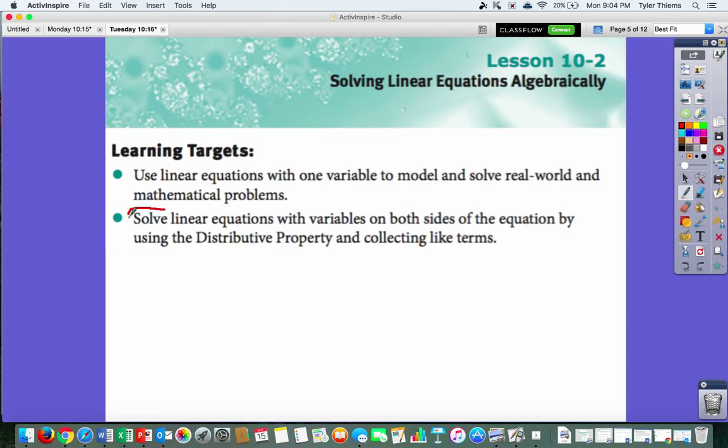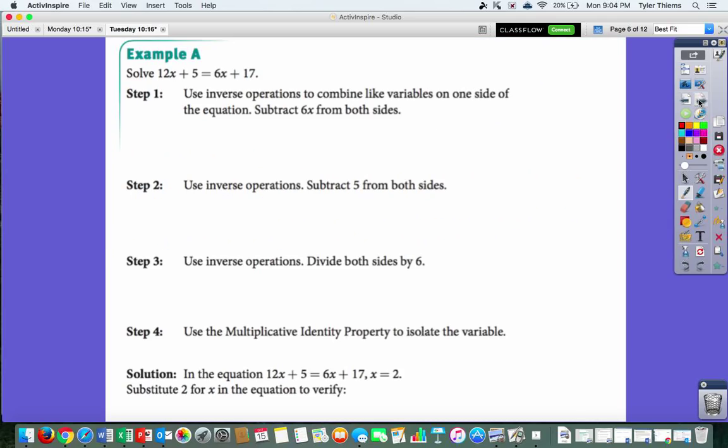The second one, we're going to solve linear equations with variables on both sides of the equation using the distributive property to help collect like terms and to solve. Important note here, anything I write down on the screen, you need to make sure you write down on your paper. So please make sure you're following along and getting all this into your notes. Let's start by taking a look at example A.